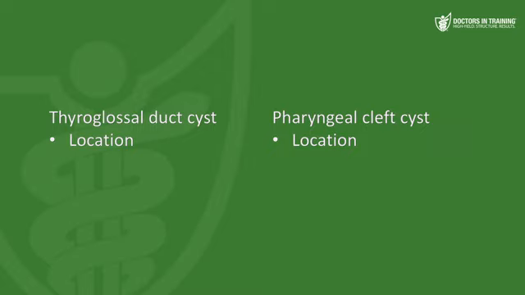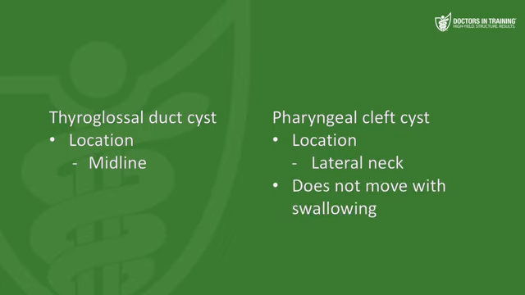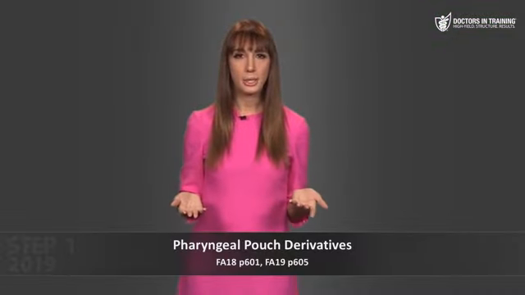So here are a couple of clinical clues. First of all, the location. Pharyngeal cleft cysts are located in the lateral neck, where the pharyngeal apparatus was. And where's the thyroid? In the midline. So a thyroglossal duct cyst will be located in the midline. The second clue is whether or not the cyst moves when you have the patient swallow. A pharyngeal cleft cyst does not move when you swallow, but a thyroglossal duct cyst is pushed around by the thyroid cartilage, so it does move with swallowing. So make sure you can tell those two apart. That's very important to know for your test. So the clefts are pretty easy.